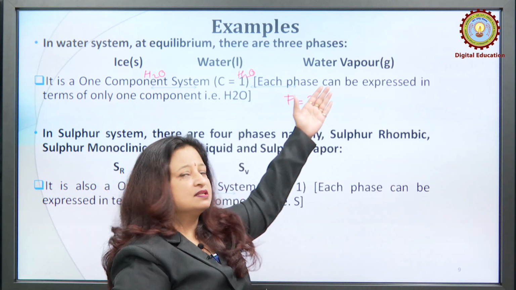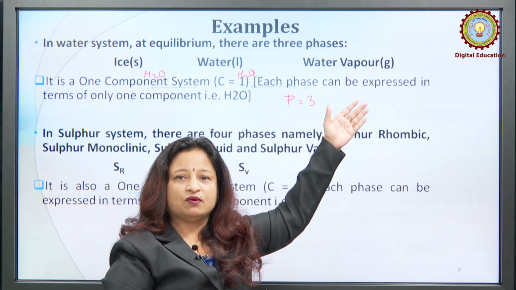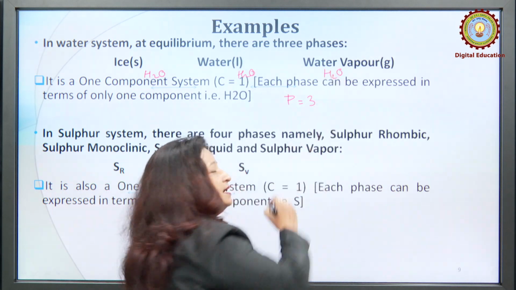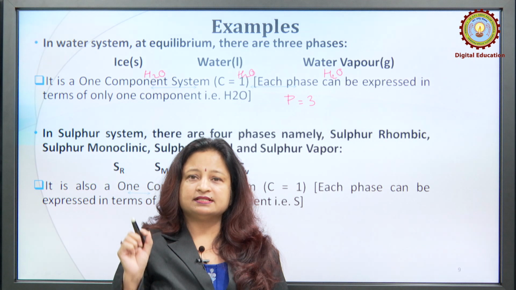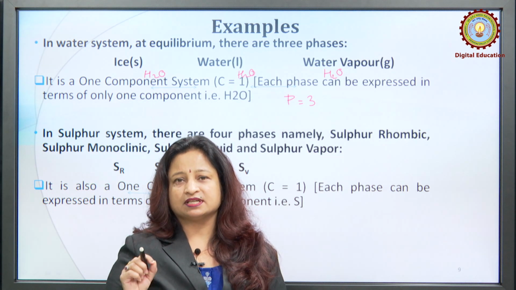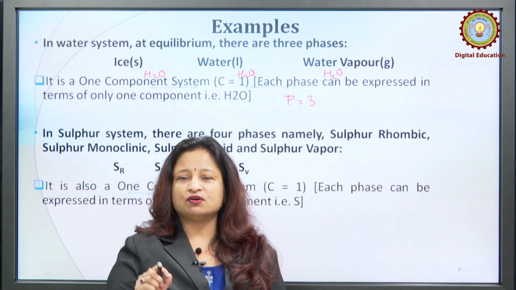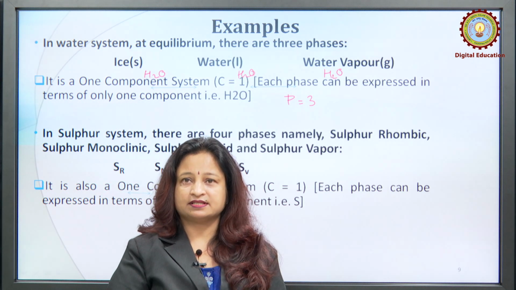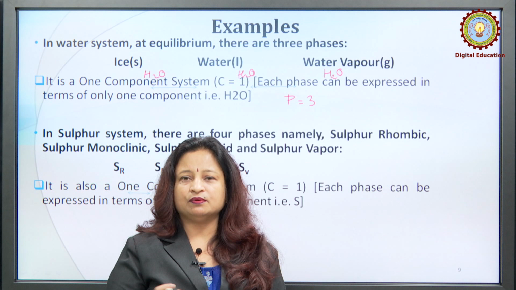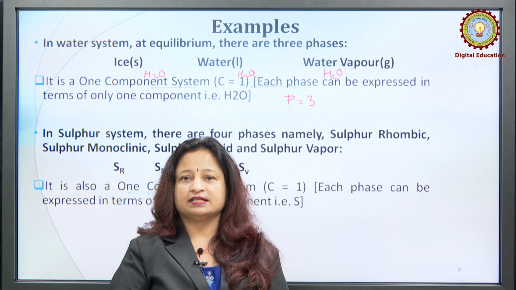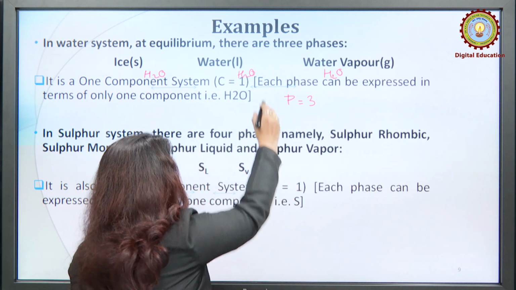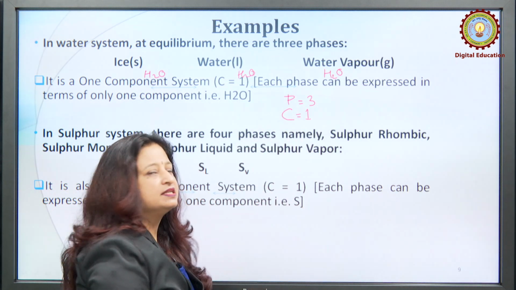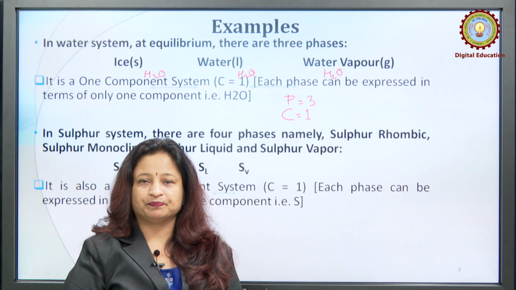And likewise, the composition of water vapor can also be expressed in terms of H2O only. That is why we can say that a single chemical constituent is required to express or define the composition of each phase present in the entire system. So we can conclude that the number of components is 1 only. So here P is equal to 3, but C is equal to 1. So water is a 1 component system.